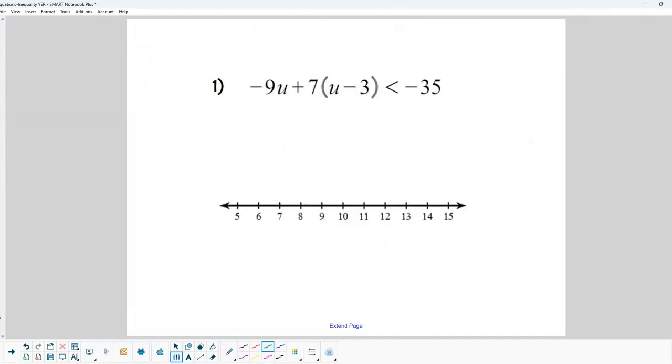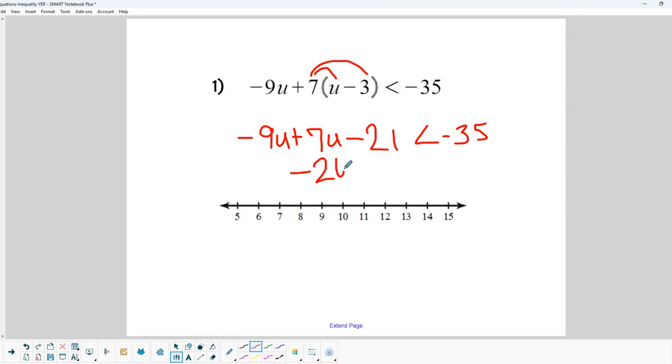All right, here's one more that's a little bit more of a multi-step one. So we have to do a couple more easy steps. First of all, we're going to do the distributive property, 7 times u, which will give us 7u. 7 times negative 3 is negative 21, and that's less than negative 35. And then out front I have minus 9u. So negative 9u plus 7u is negative 2u minus 21 is less than negative 35.